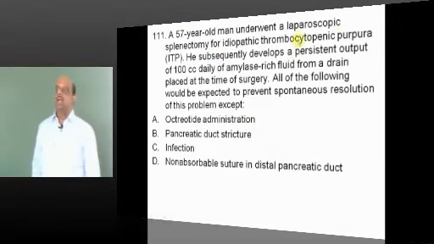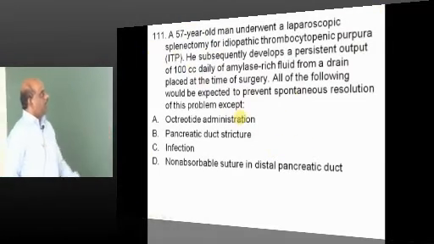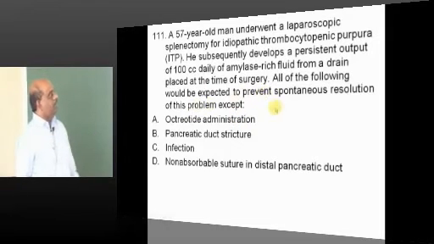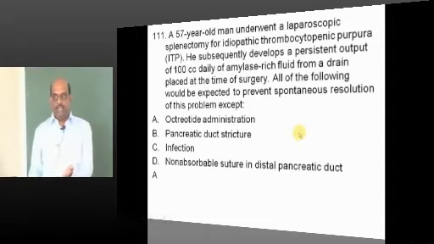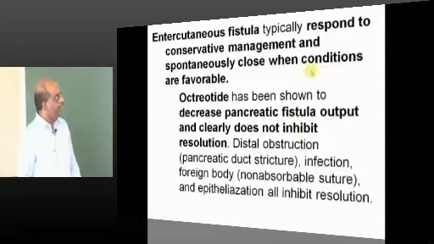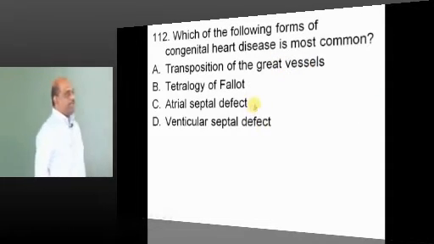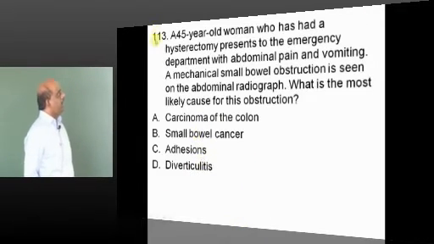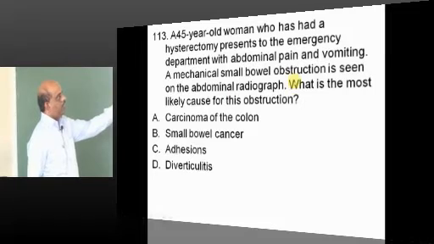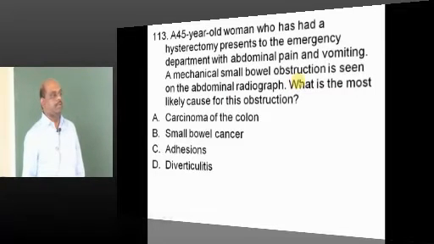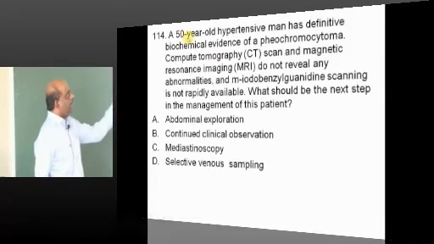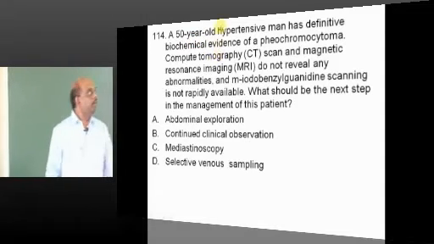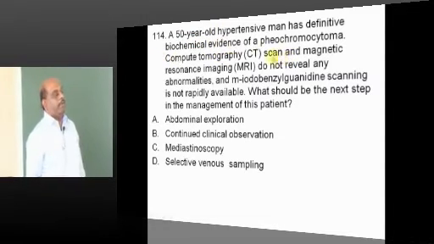A 57-year-old underwent splenectomy. What is the exception about it? A. Octreotide will decrease the output of the fistula, but it does not hasten the healing, is what needs to be remembered. Most common CHD? VSD. A 45-year-old, what is the most likely post-operative cause of obstruction? Adhesions, that's good.